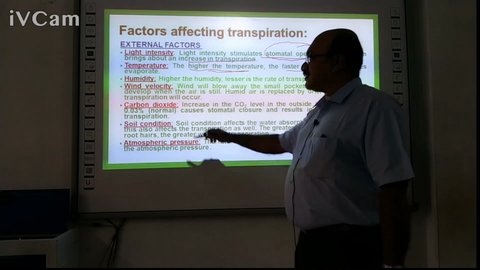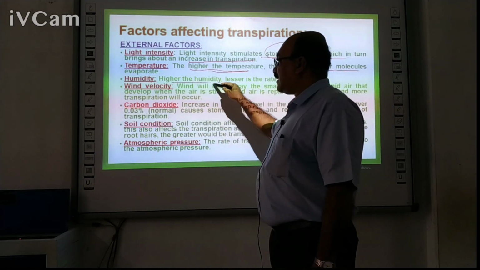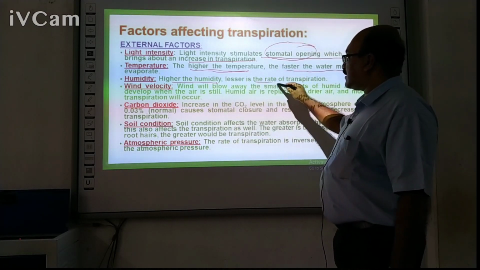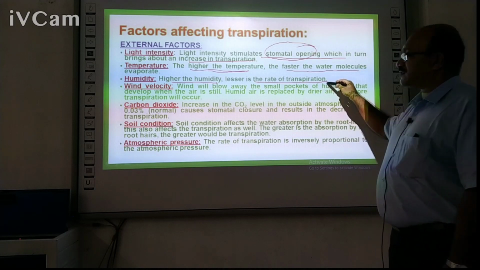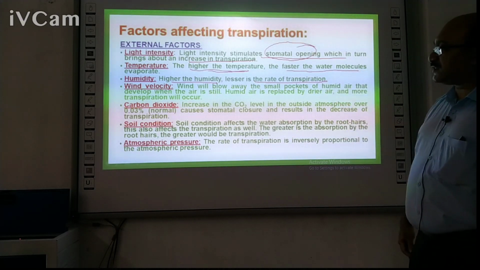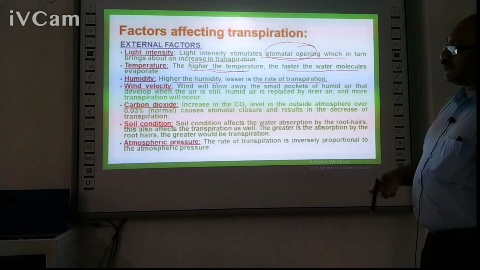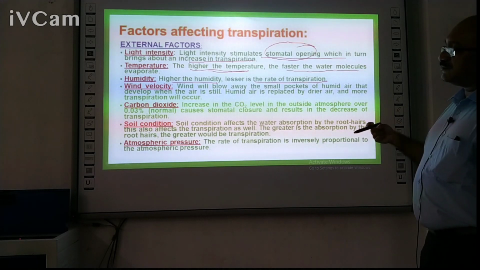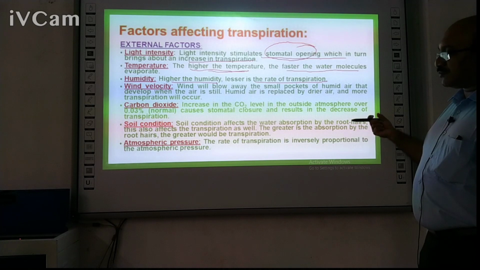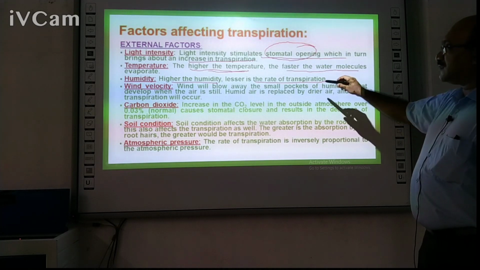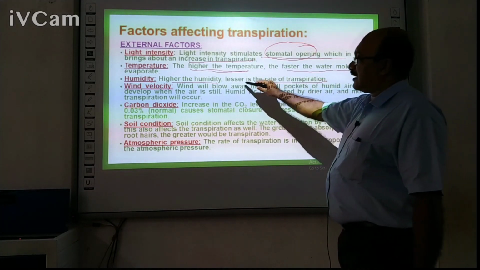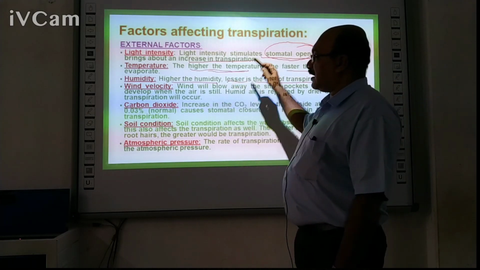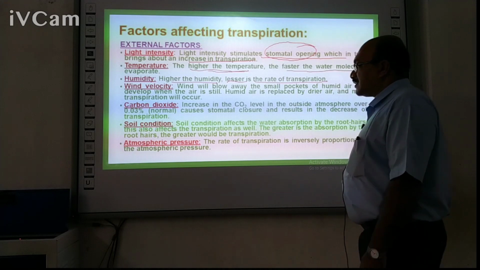Third factor, humidity. If there is higher humidity, means more moisture in the air, lesser will be the rate of transpiration because the air is already saturated with moisture. So the air will not have the capacity to take in more moisture. So the rate will decrease. High humidity, lesser rate. If the air is dry, then higher will be the rate of transpiration.